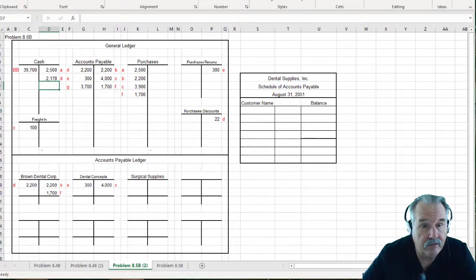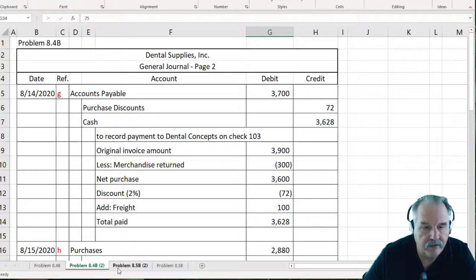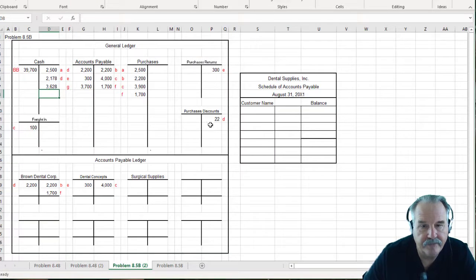Credit cash, well, let's go ahead and credit cash for $36.28. Check that out, make sure that that's what it was. $36.28 sounds right. It is. And we had a $72 discount. So we'll credit purchase discounts for $72. This is transaction G, actually.